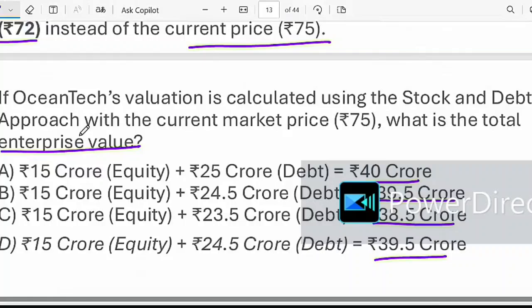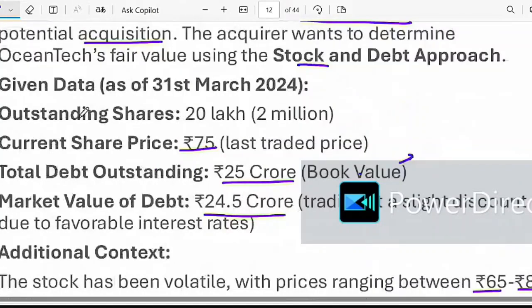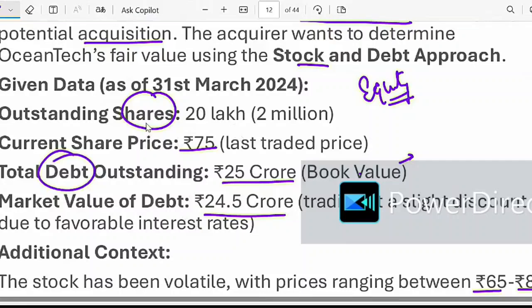So basically, let's come back to this particular question. Two things you are seeing, right? The first thing, they have share. Share means equity, right? So they have raised money through equity, and outstanding share is 20 lakh, and also they have taken debt. So share is also there, debt is also there, and debt outstanding is 25 crore, and market value of debt is given as 24.5 crore.